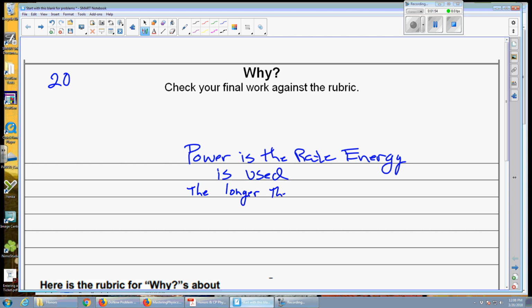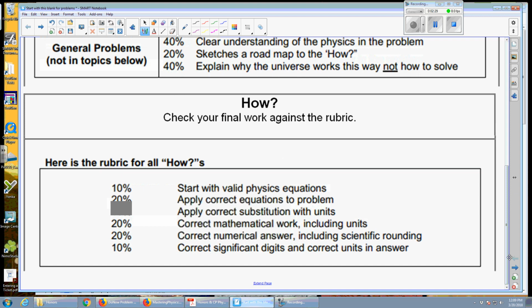Longer the energy is used, the more energy will be used. And you can probably put some other little statements in there, right, about, oh, the more power you need, the faster energy will be used and all that. But that's the core essence, I think. Good? Okay.